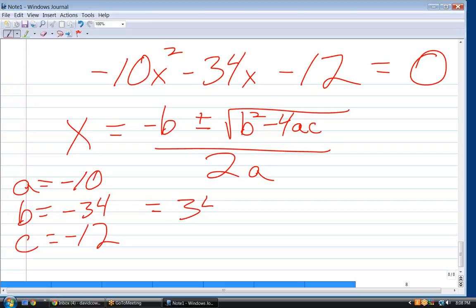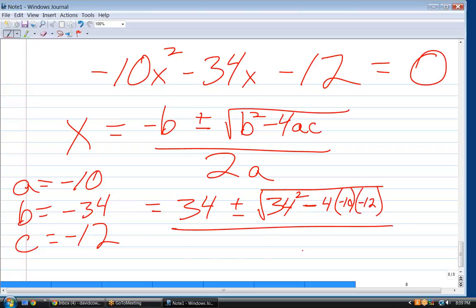Positive 34, right? Plus or minus 34 squared, negative 34 squared, but that's the same thing. In other words, it doesn't matter whether I'm squaring a negative or a positive number, I'm going to get the same answer. The rest of it does matter, the signs, though. Minus 4 times minus 10 times minus 12. There's a lot of minuses in there. All over minus 20.